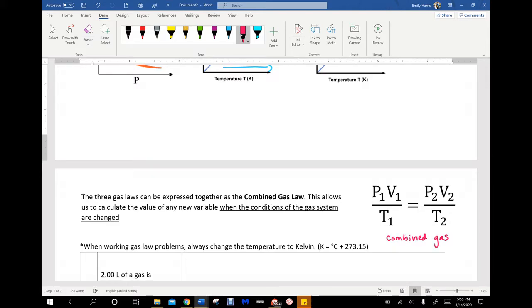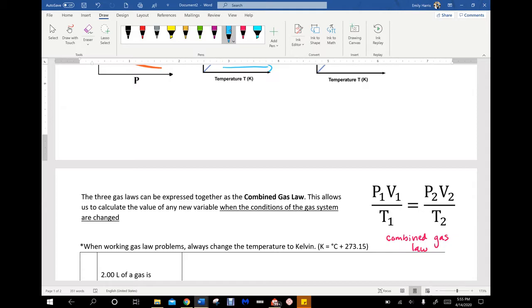So this is the combined gas law that lets you take a look at all three variables at once. Now I also know a little trick that can help you use the combined gas law to remember which law is Boyle's, which law is Charles's, and which law is Gay-Lussac's.